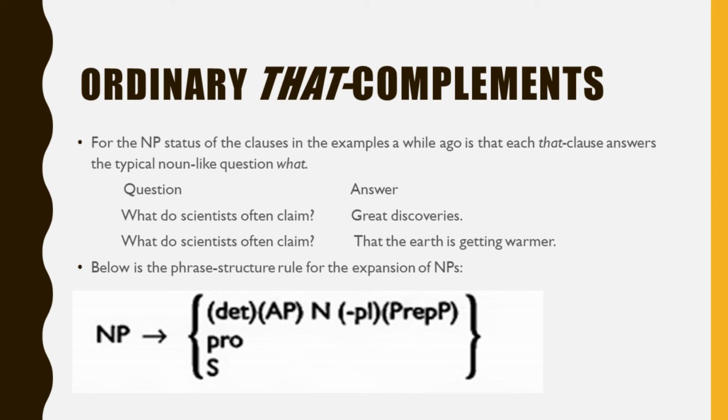Another way to incorporate this new possibility into our grammar is to rewrite the phrase structure rule for the expansion of noun phrases. Noun phrase consists of determiner, adjective phrase, noun, which can be plural, and prepositional phrase. We will now say that it is possible for an S to function as a noun phrase.